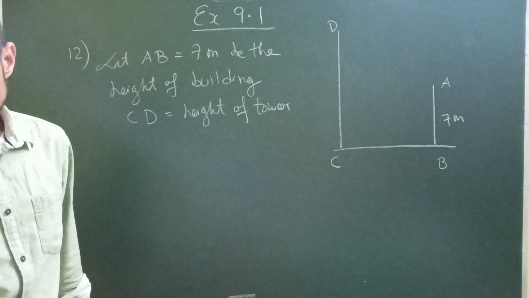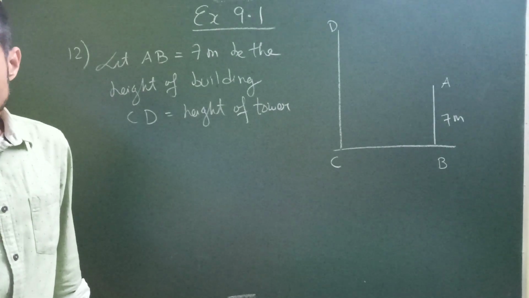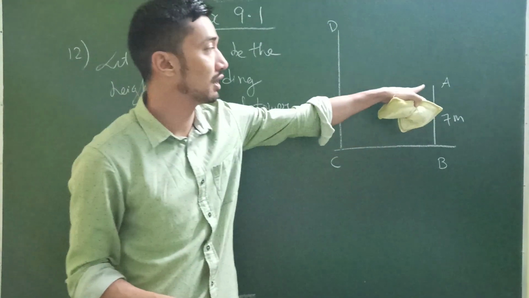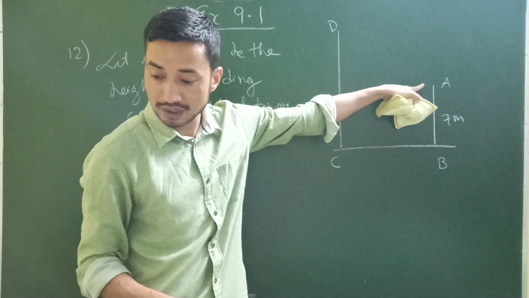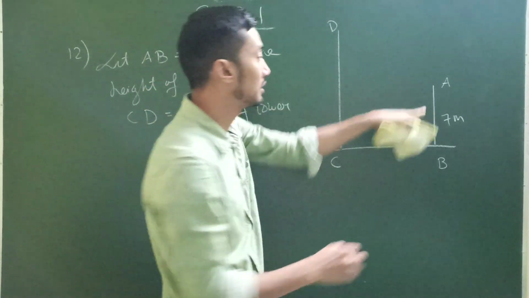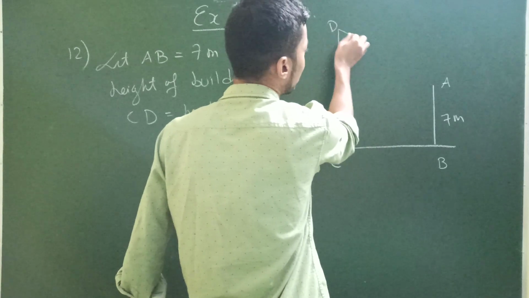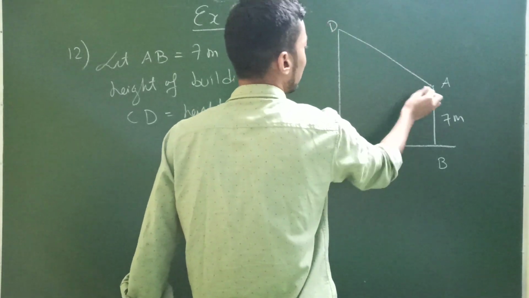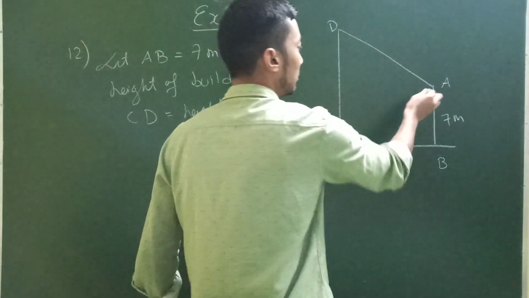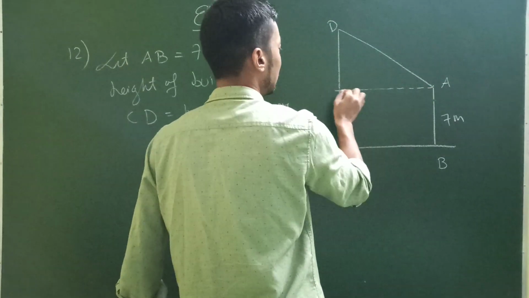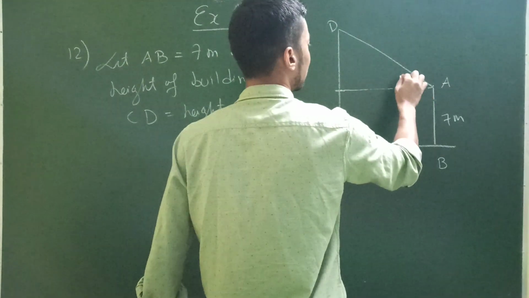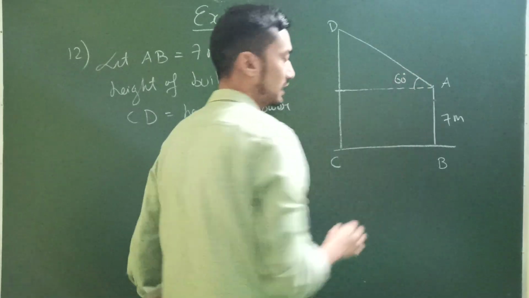Next one is the question. From the top of a 7 meter high building, where are you now? At the top. The angle of elevation of the top of a cable tower, so from here you're observing the top of the cable tower. And for that angle we will need the line of sight, that is the horizontal line. So the angle that is formed is 60 degrees.